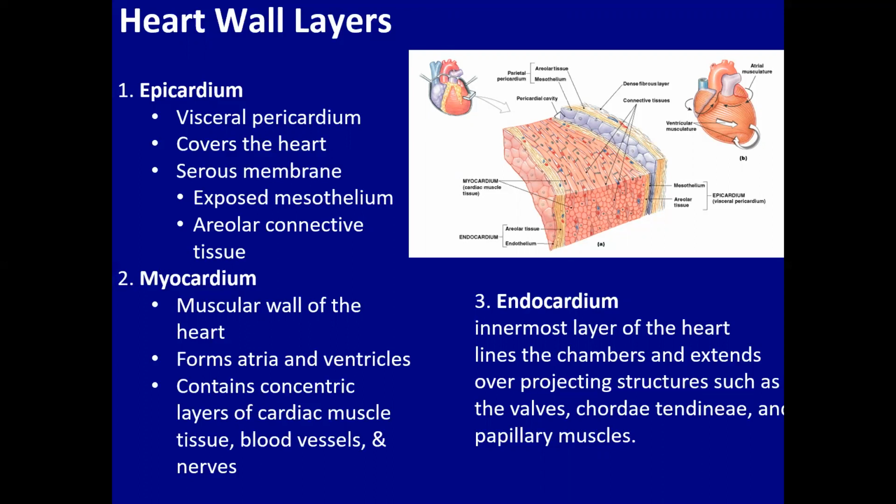The second part is the myocardium. Remember, MYO means muscle. And this is the muscular wall of the heart. This myocardium forms the atria and the ventricles. It has concentric layers of cardiac muscle tissue, blood vessels, and nerves. The innermost portion is called the endocardium, and this endocardium lines the chambers, and it extends over different structures such as the valves, the chordae tendineae, and the papillary muscles.